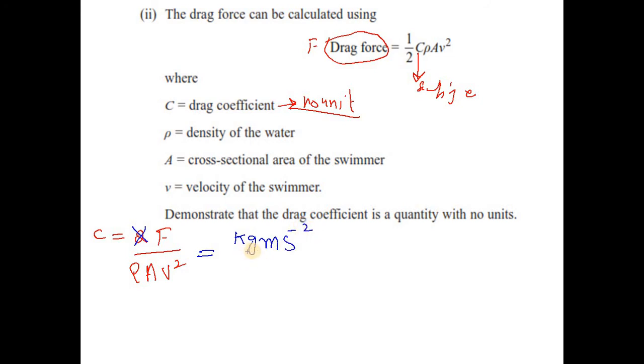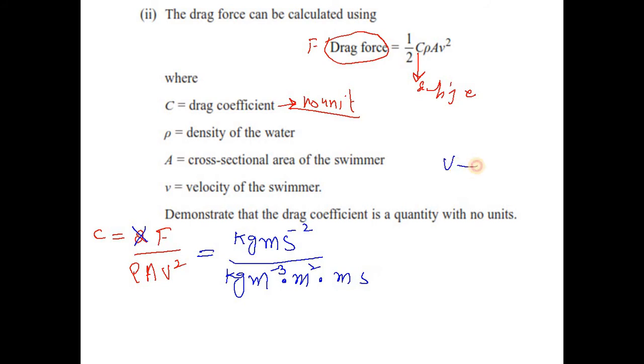This is unit of the force, divided by rho. Rho is the density of the water. So the unit of the density is kg meter minus 3. A is the area, that means meter square, and V is the velocity, and the unit of velocity is meter second minus 1.